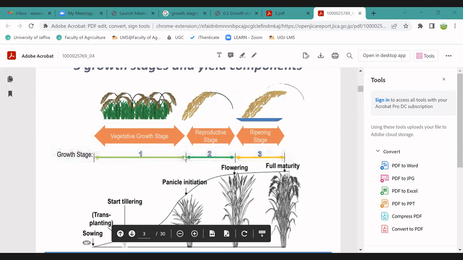So can you explain now? If someone asks how you would define the vegetative growth stage, reproductive stage, and ripening stage, can you explain? Is it clear to you? Yes, sir. All right.